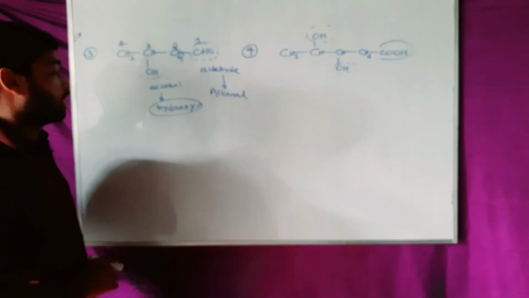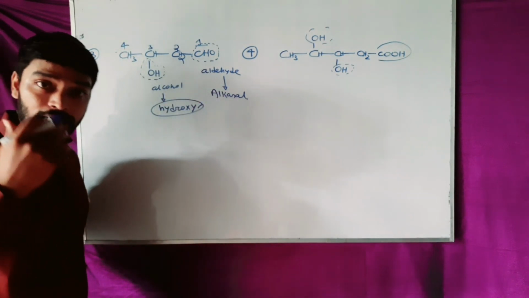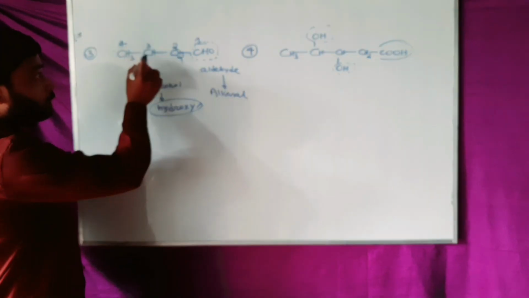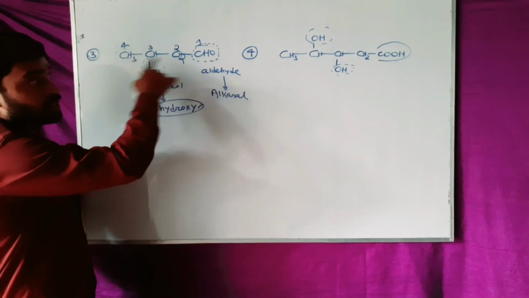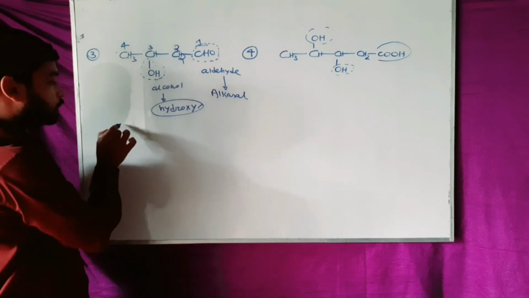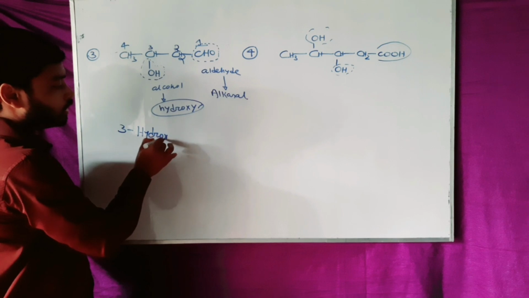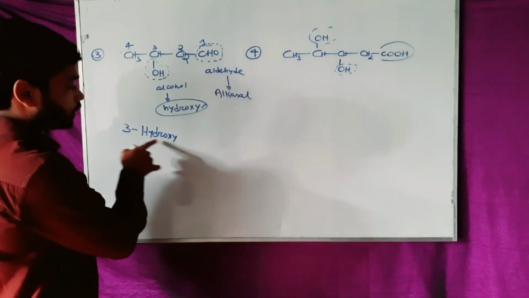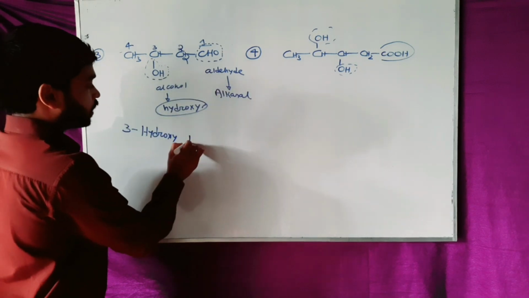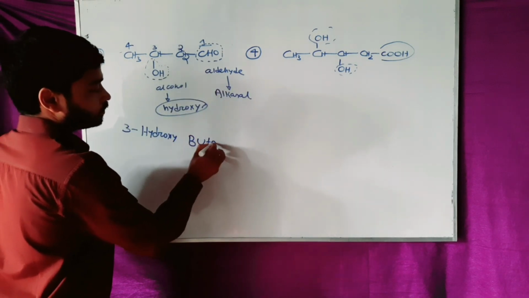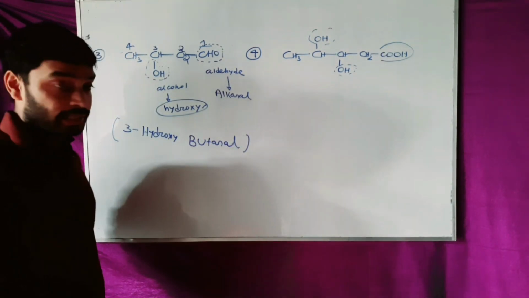Hydroxy is the prefix for alcohol. That's why we will use here the prefix for alcohol and the suffix or IUPAC name for the aldehyde. And that's why, in naming the compound, we always treat the substituent group first after the main chain. So the name for the substituent group here will be 3-hydroxy. Here for the functional group we use the prefix hydroxy, and the main chain contains aldehyde, so the name becomes butanal, giving priority to the functional group of aldehyde.